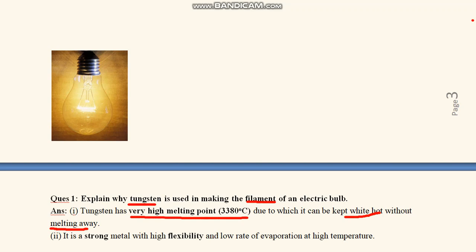It will not melt away. The other reasons are that tungsten is a very strong metal, it is very flexible, and it does not evaporate at high temperature. So these are the reasons for which tungsten is used as the filament of the bulb.